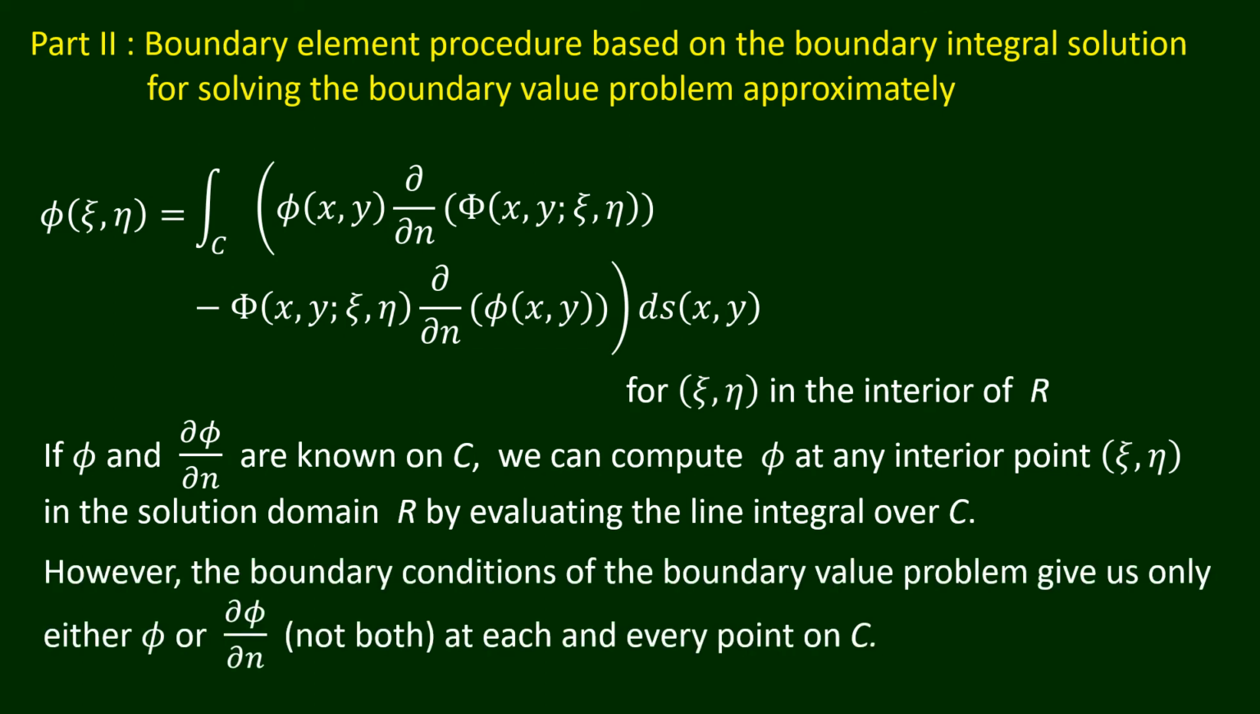However, the boundary conditions of the boundary value problem give us only either Phi, or del Phi over del n, not both, at each and every point on C. At a given point on C, if Phi is known, then del Phi over del n is unknown, or vice versa. Hence, we have to find Phi, or del Phi over del n, whichever is not given by the boundary conditions, on C first, before we can use the boundary integral equation here to compute Phi, at any interior point xi eta, in R.